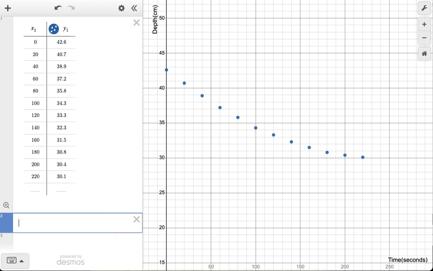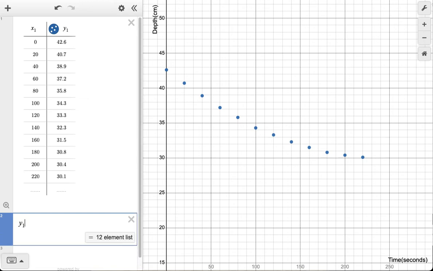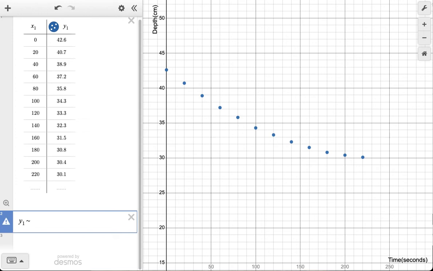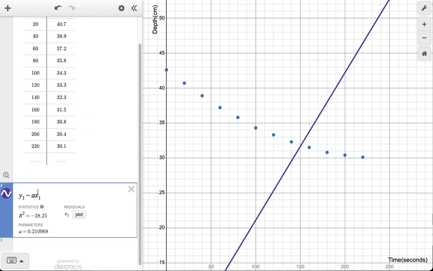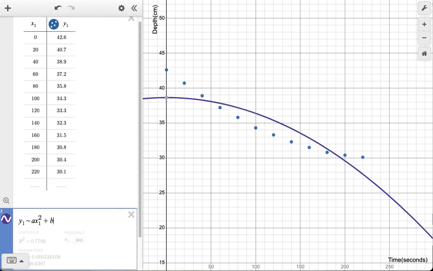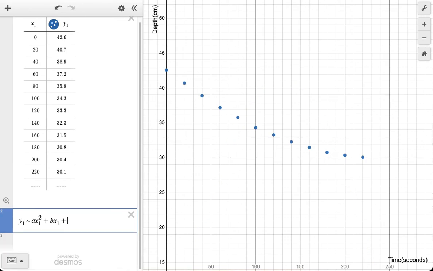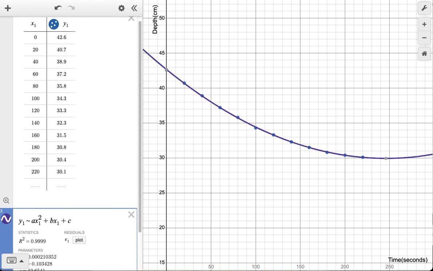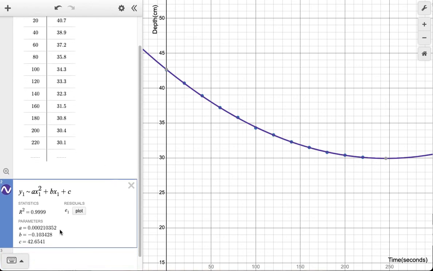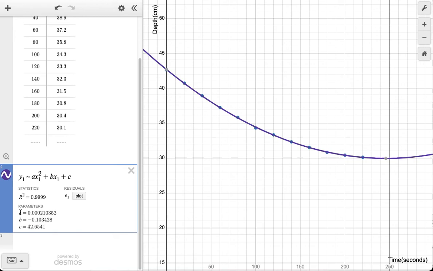I'm going to set it up the same way I did before. y1 is approximately equal to a times x1 squared plus b times x1 plus c. And it did a pretty good job of fitting it in. This is almost a perfect parabola. Notice how some of the dots miss by a little bit, but mostly it goes through pretty smoothly. And then down below, it tells me the a, the b, and the c that it calculated.